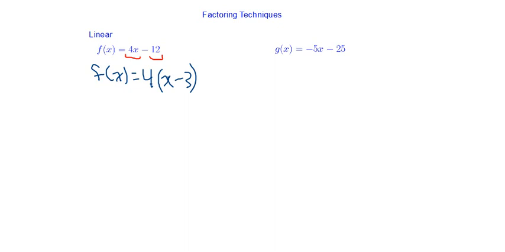Same idea. g of x is equal to the greatest common factor here. We can divide negative 5 by negative 5, and we can also divide negative 25 by negative 5. This is an example of having a factor that is negative, and we will divide each of those terms by negative 5. So negative 5x divided by negative 5 will be x. And be careful here, negative 25 divided by negative 5 will be a positive 5. Again, you can check by expanding to make sure that everything's okay.